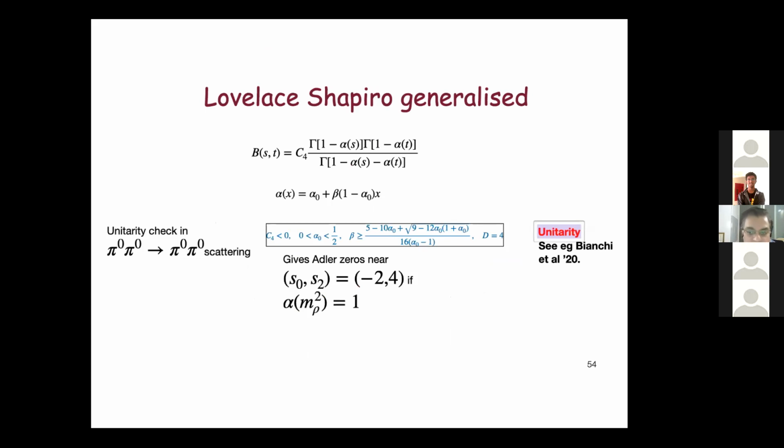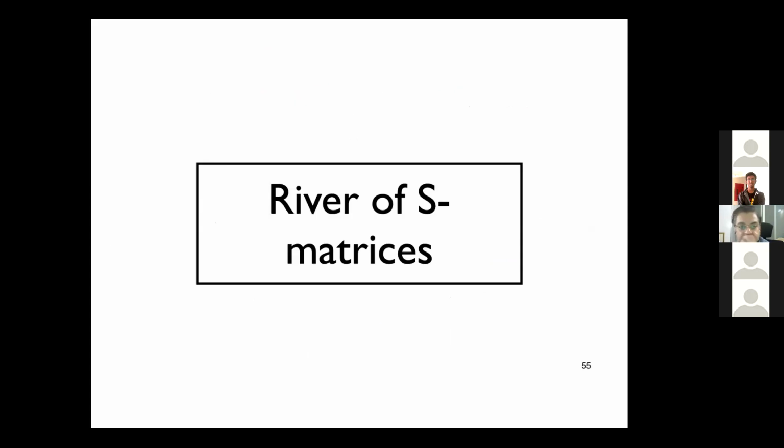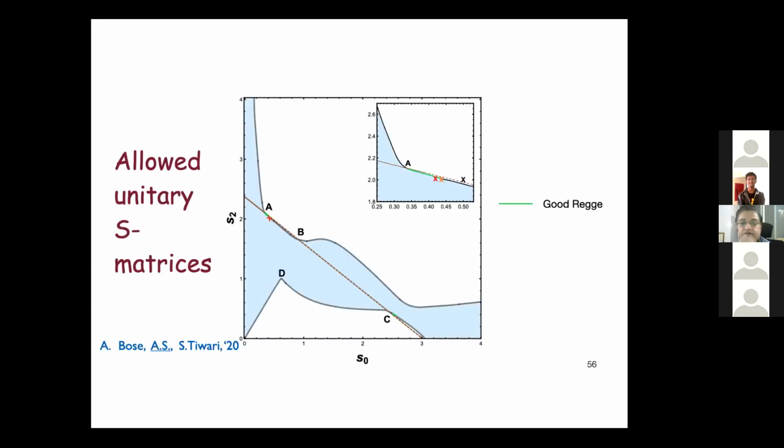So I can tell you a little bit more about the Lovelace-Shapiro model in case you're interested, but let me just skip this. After you put in the constraints of unitarity and the special signs of the S and D wave scattering lengths, you get this river. That's what I told you in the beginning, that you'll get a river of allowed S matrices.